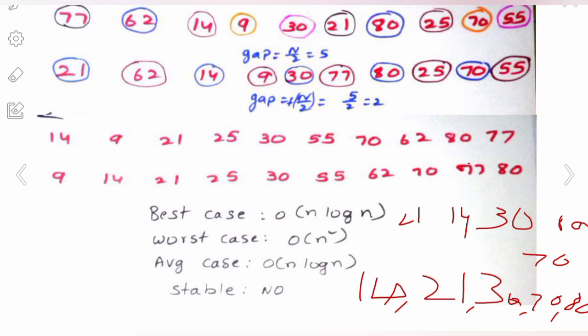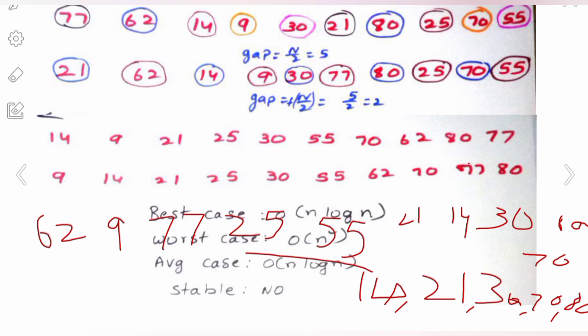Next one is 62, 9, 77, 25 and 55. These bubbled elements must be swapped. The bubbled elements with the red color are swapped. By using the insertion sorting technique, we are going to arrange these elements in ascending order. Insertion sort means it will place the element in a particular order. So we are applying the insertion sort. If you want to know about the insertion sort, you can watch my previous video.